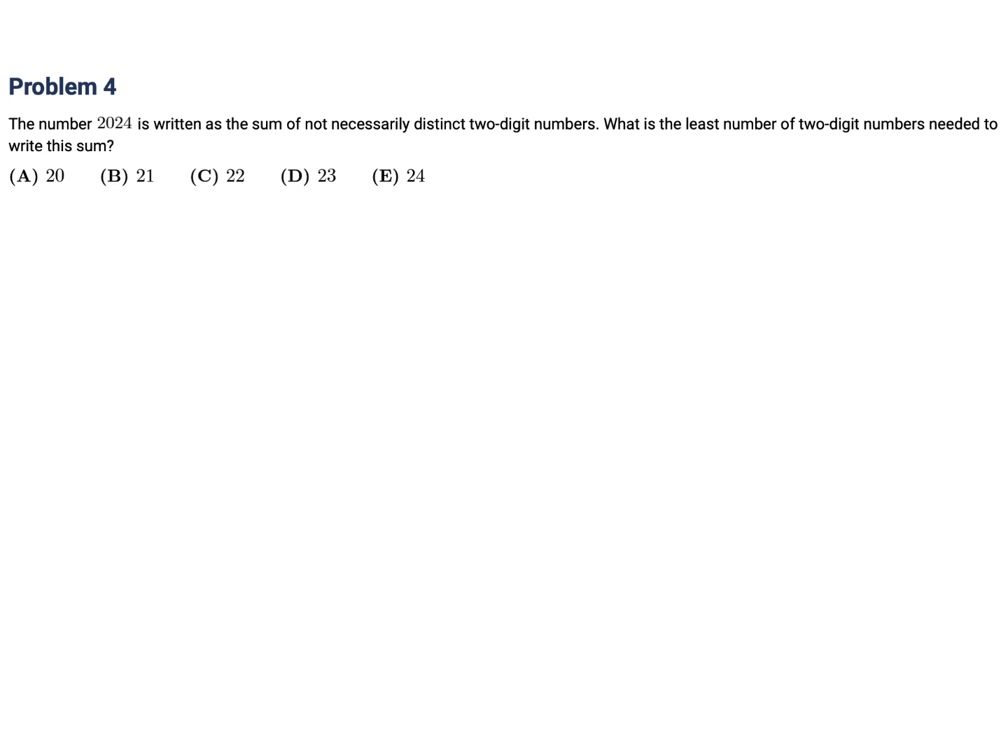The number 2024 is written as the sum of not necessarily distinct two-digit numbers. What is the least number of two-digit numbers needed to write the sum? The least number.